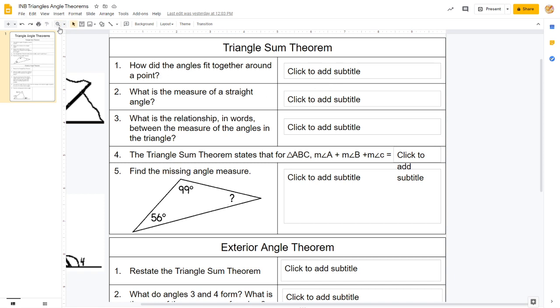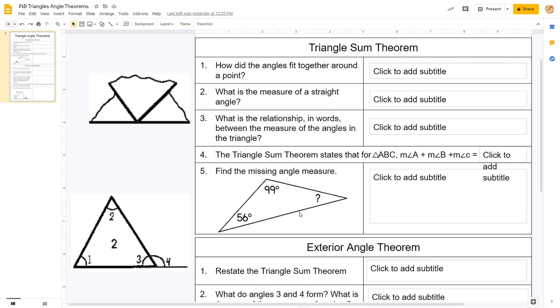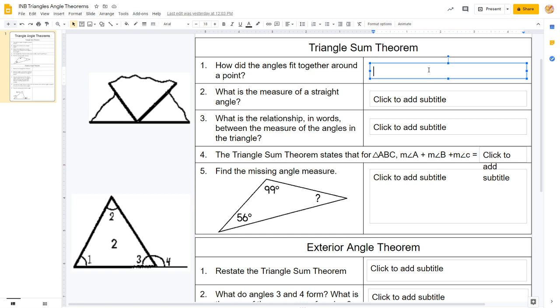So I always zoom in using this little magnifying glass so I can see the questions better. So we had a triangle, just a regular triangle like one of these or this one, and we tore the triangle edges, these little corners, out and pasted them together. And when we did that, the angles of the triangle, all three of them, made a straight line when put together. So how do the angles fit around a point?